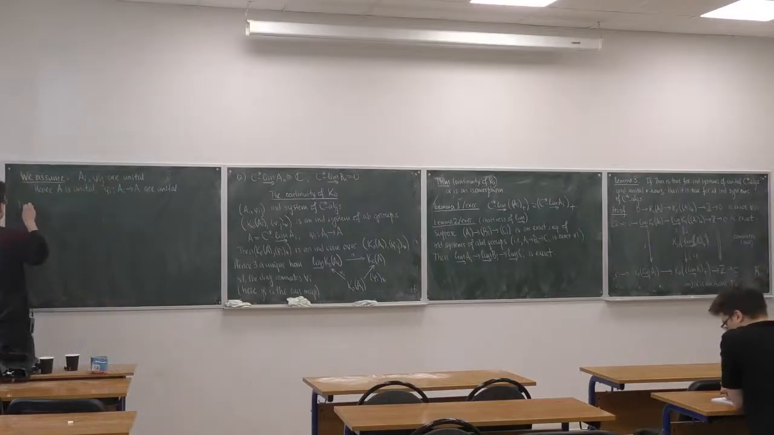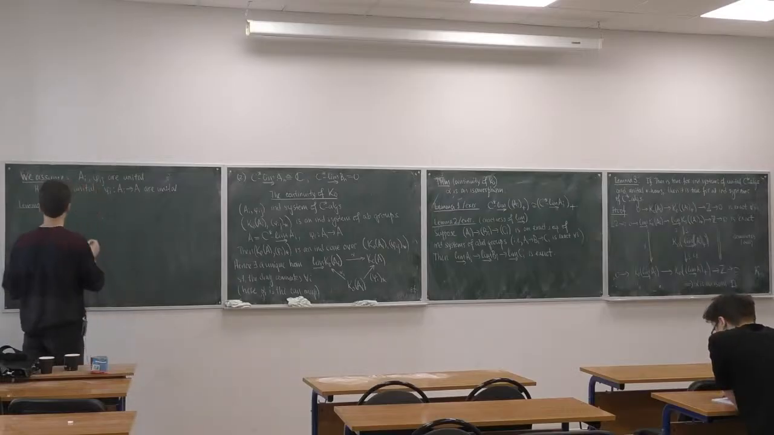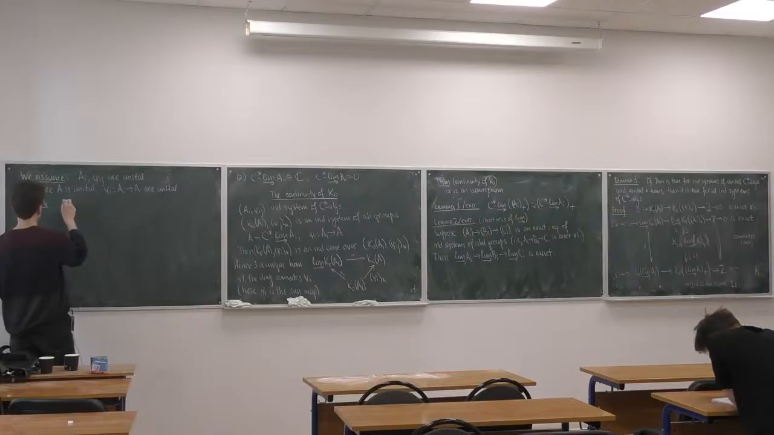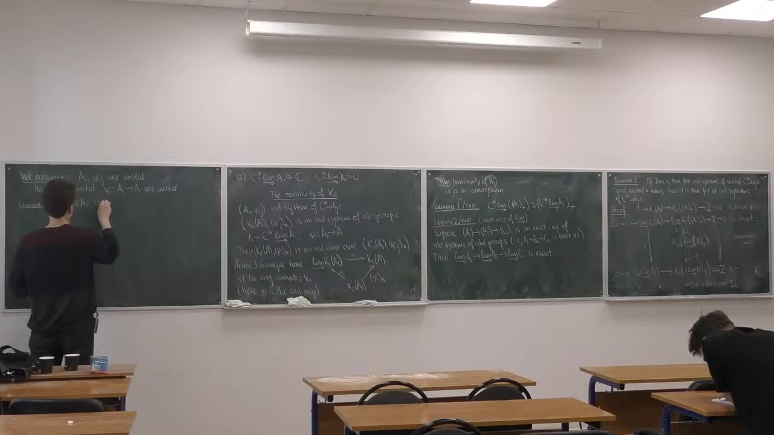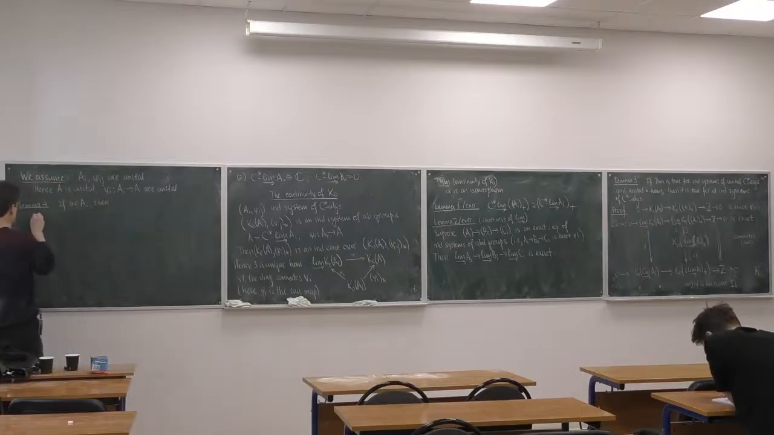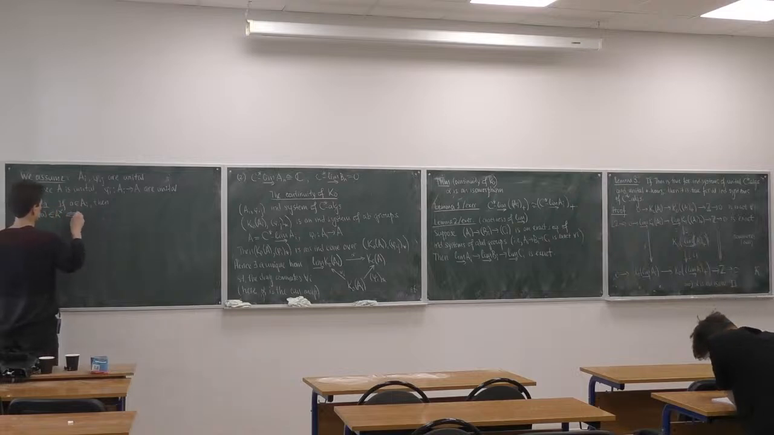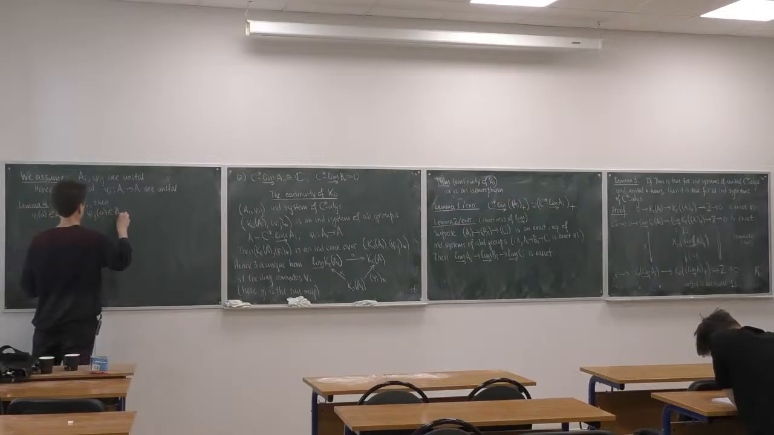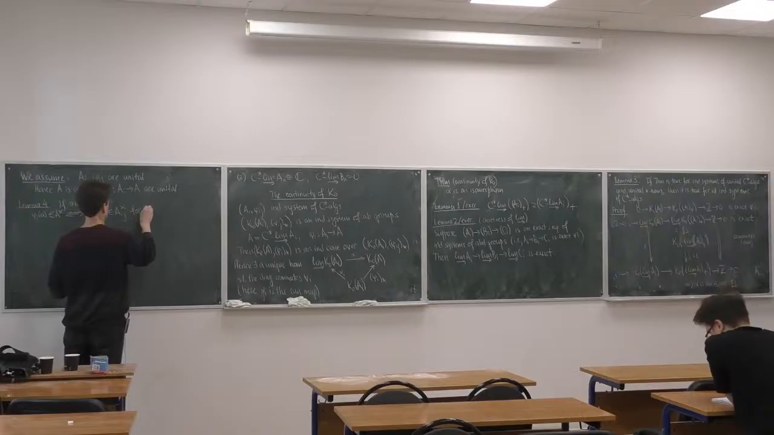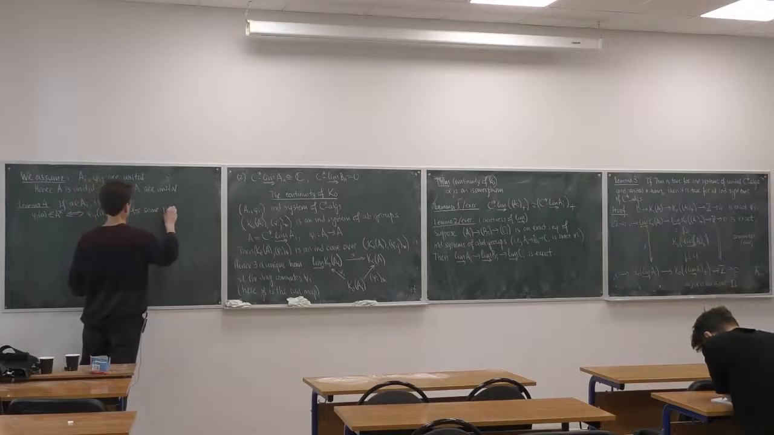Lemma 4. This is a technical result about invertible elements. So if a is an element of one of the algebras A_i, then I claim that the image of this element is invertible in A if and only if the image of the same element is invertible in A_j for some index j greater than or equal to i.